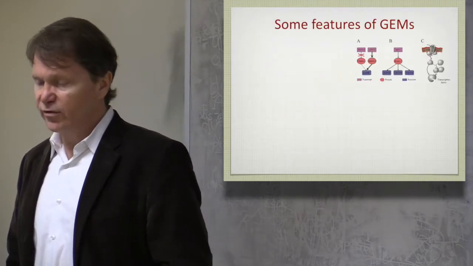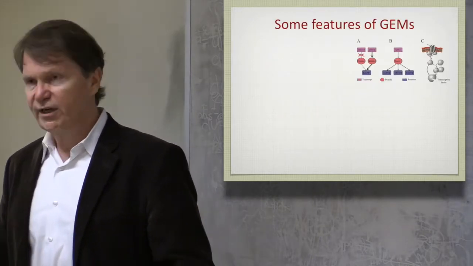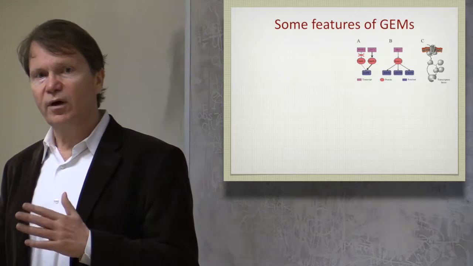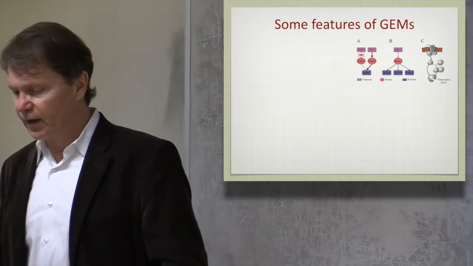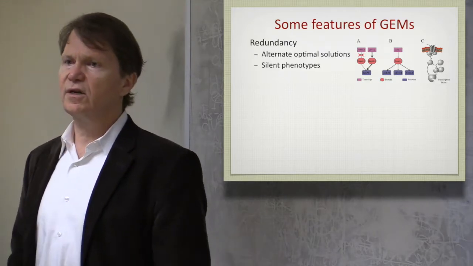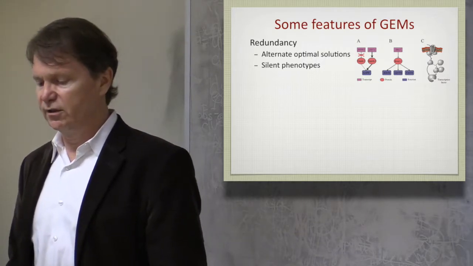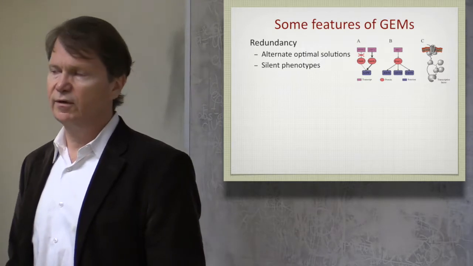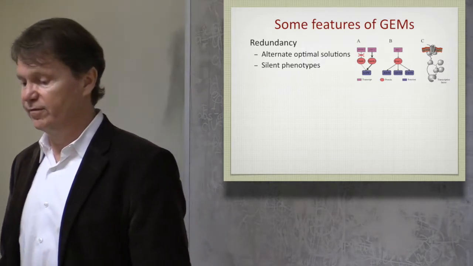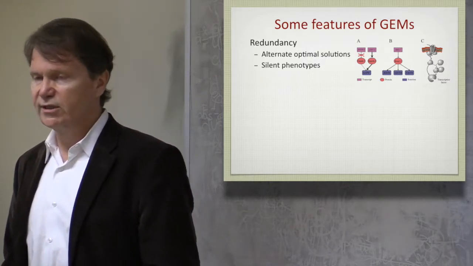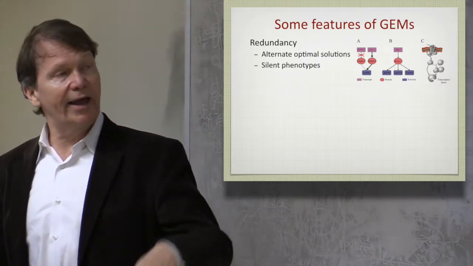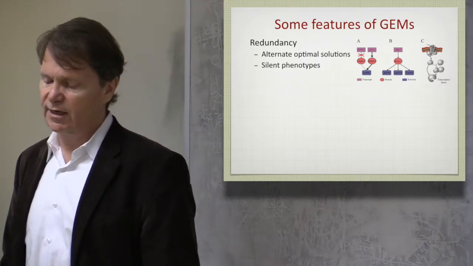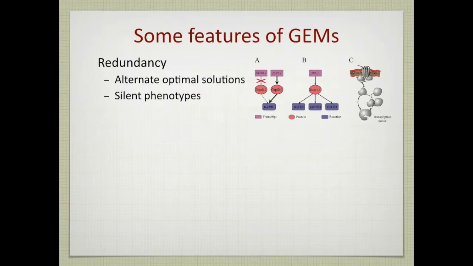So let's talk about some of the features. What are the features of GEMs that distinguish them from models in physics and chemistry? The first one is redundancy. There's a lot of redundancy in biological systems. And we see alternative optimal solutions. So we're going to talk quite a bit about this concept and phenomena later on. They're sometimes called silent phenotypes. And icon A talks about that in the image there. It shows two isozymes that catalyze the same reaction.